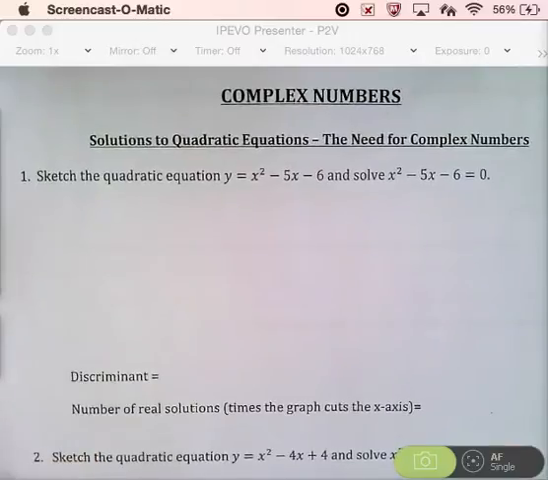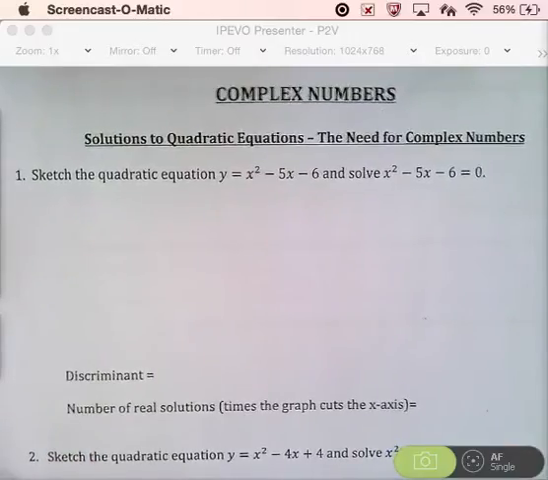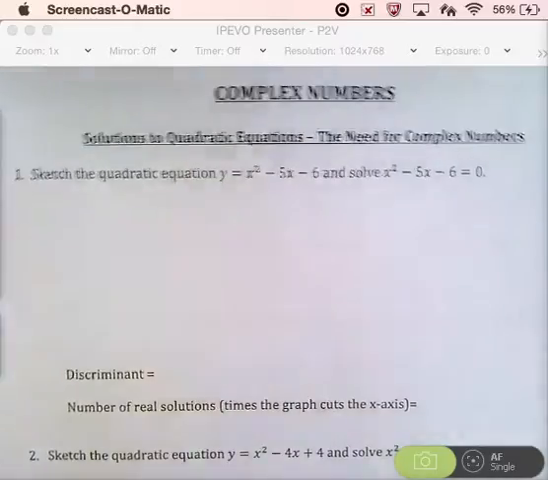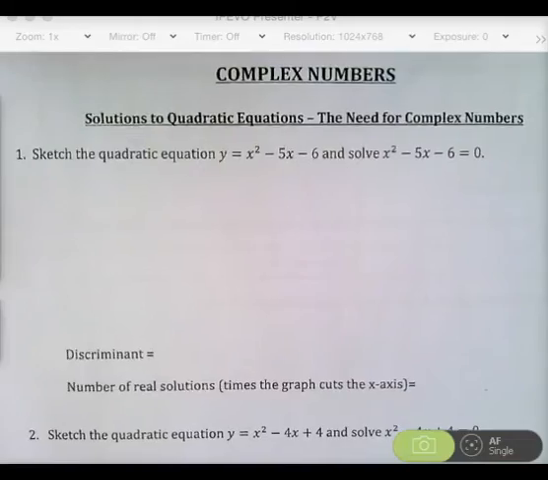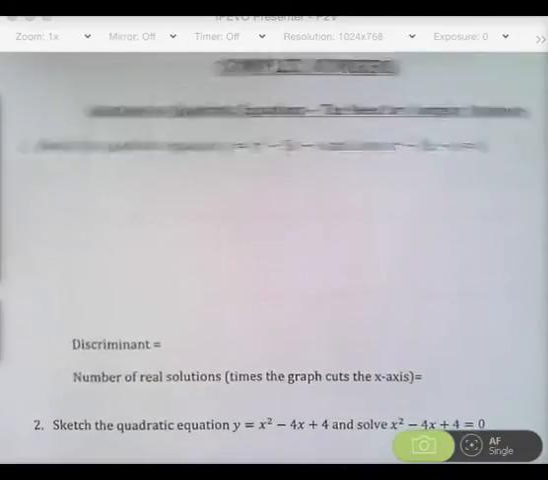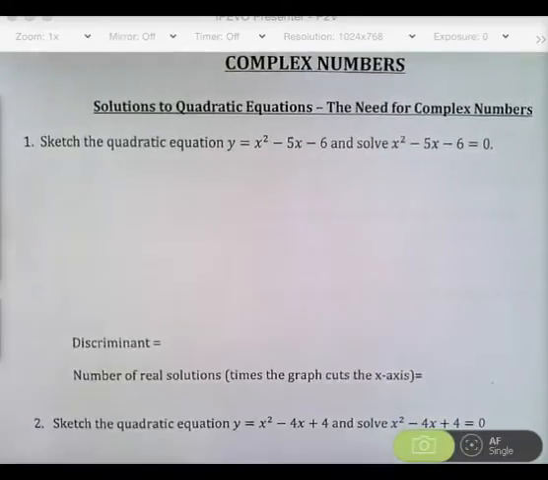Okay, we've just looked at John and Betty for our introduction to complex numbers. We're now going to start on our complex numbers booklet. What we're looking at first is why we need complex numbers, and we're just looking at some solutions to quadratic equations to see why.